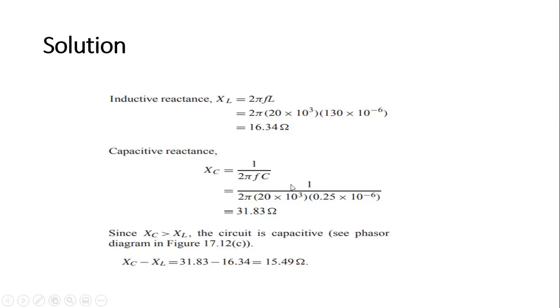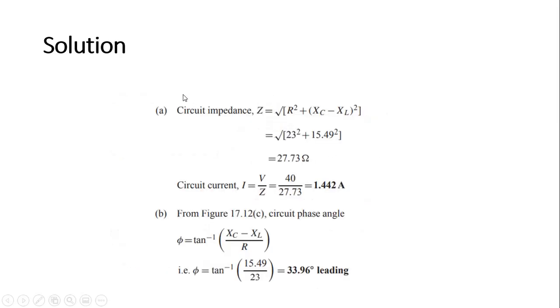31.83 ohms. If you compare these two, you see that our XC is greater than XL. So we are going to subtract XL from XC. So that's what we have here, XC minus XL. And when you find the difference between these two values, you have 15.49 ohms. So you are going to square the R and square the difference between XC and XL, and find the square root. That's what we did there.